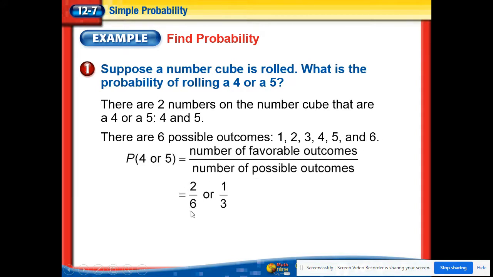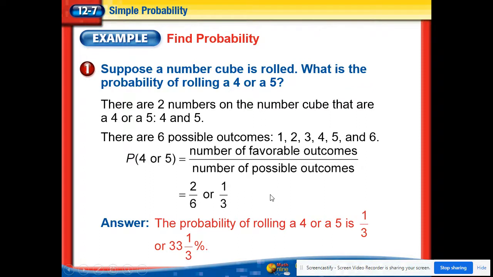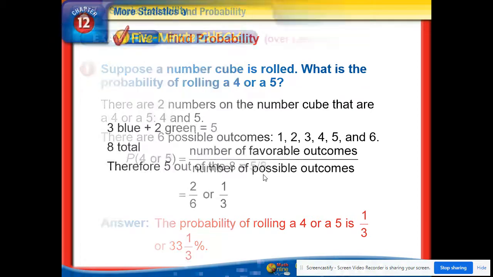Now we do have to reduce always. It's a fraction. We do have to abide by our laws, which say 1/3. So the probability is 1/3 or 33 1/3%. We're going to, with probability, mostly stick with the fraction right now. When we get into later statistics, we will move back into percentages because it's a little bit easier at that point because we're dealing with a lot bigger sets of data. But at the lower end here, we like to keep it just as the fraction, so 1/3.